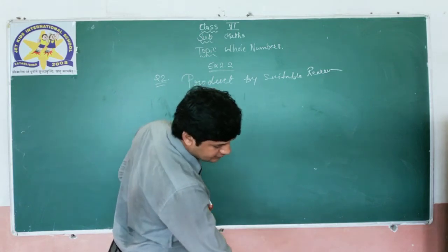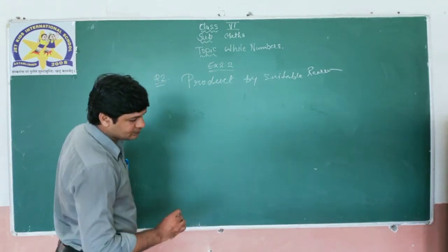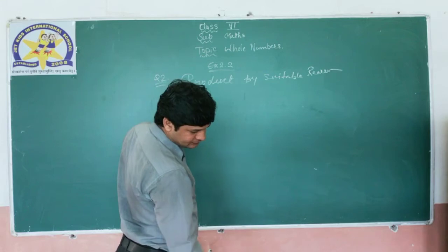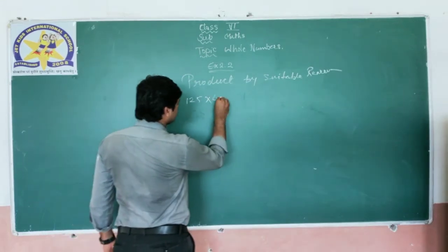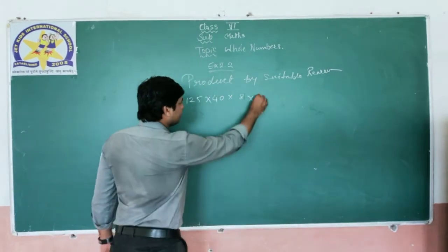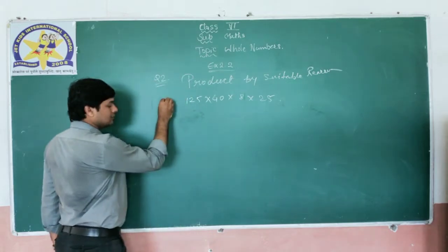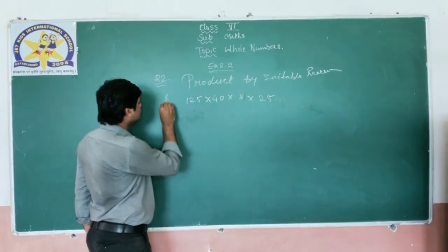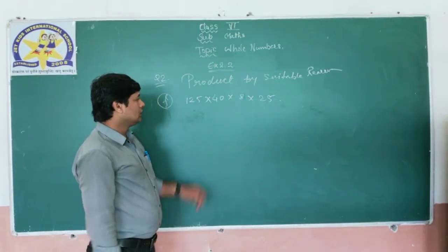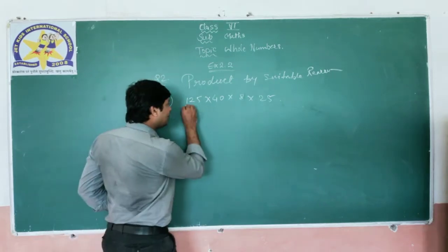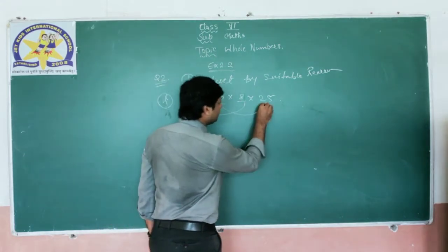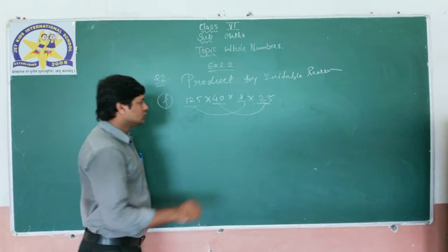Next question, that is the last one. Very important thing. See, 125 multiplied by 40 into 8 multiplied by 25. Right? Now do it. So you should remember that when we multiply 125 with 8, we get 1000. And when we multiply 4 with 25, we get 100. Right? So similarly, same arrangement.